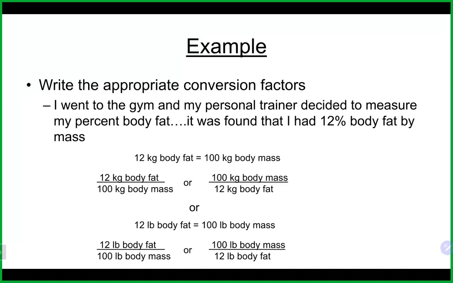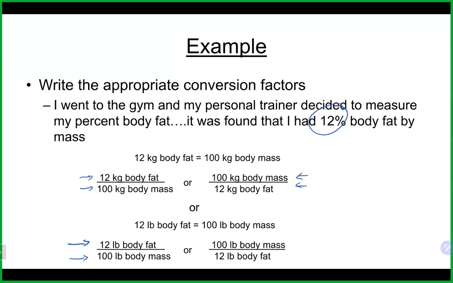So if I have somebody that is 12% body fat by mass, that would mean I would have 12 kilograms of body fat per 100 kilograms of body mass. Or 100 kilograms of body mass gives you 12 kilograms of body fat. Or for more of a US measurement, 12 pounds per 100 pounds of body mass, and 100 pounds of body mass gives you 12 pounds of body fat. So again, that's a very common way. You have some type of percentage, just assume you have 100 of something, and you can convert it.